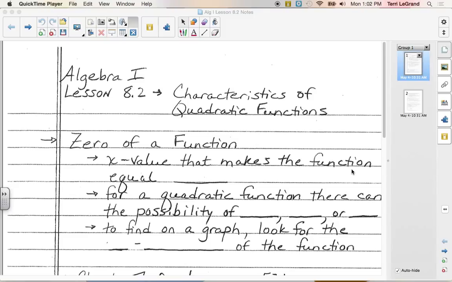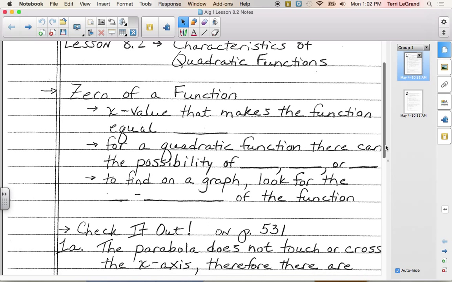So after doing our little bit of review, that stuff that we actually learned in lesson 8.1, now we're going to go on and talk about a couple of different things today. The main thing is the zero of a quadratic function. Other functions have zeros, but we are specifically zoning in on the zeros of a quadratic function. When we talk about the zero of a function, it does not matter which function it's for. In reality, this definition could be for any function.